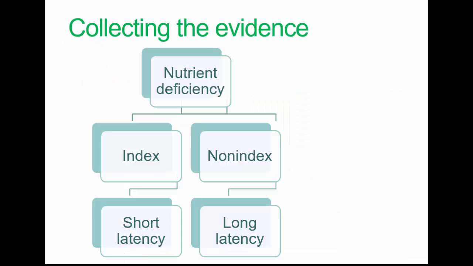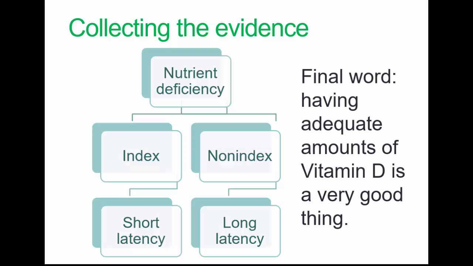Okay, so the key issue in understanding is collecting the evidence. This is a key issue in developing our understanding of evidence around the impact of micronutrients on health. Index diseases tend to be short latency, that is, they quickly become obvious in the event of nutritional deficiency, so rickets for example. They can usually be treated by application of the particular missing micronutrient. The non-index diseases, conversely, take much longer to produce clear symptoms, maybe decades. They're said to have a long latency. Vitamin D in COVID may be somewhere in between, and having adequate amounts of vitamin D is, however, a very good thing generally. So that's the final word, irrespective of COVID-19.